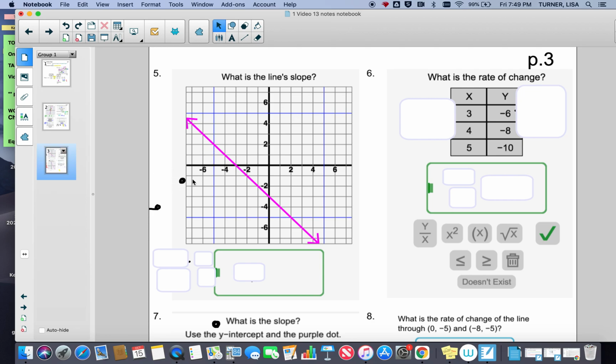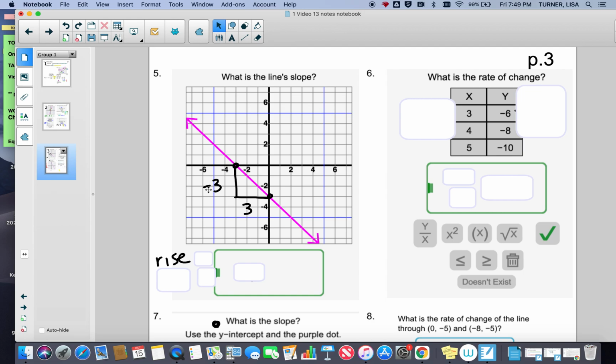So I want you to put a point where you can easily read some points. I'm going to put one here and I'm going to put one down here. Now there's a bunch of places you could have put them. I'm just putting them where I can easily see them. And so I'm going to label the rise. The rise goes from this upper point down.